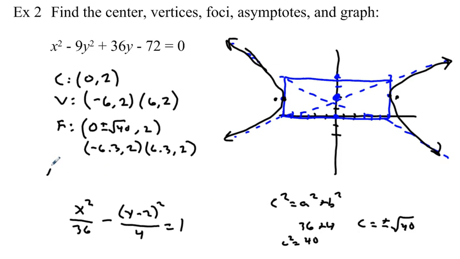All right, last thing. We need the asymptotes. Well, now I'll just ask you to find the slopes of those asymptotes. Okay. Well, when we made our box here, we went up 2, we went right 6. So our slopes are going to be plus or minus up 2, right 6. If you want to write that as plus or minus 1/3, you can do that as well.